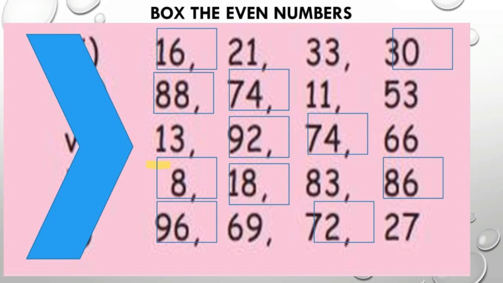And the next one: 8, 18, 83, 86. Among these numbers, 8, 18 and 86 are even numbers. So you have to box the even numbers. The last one: 96, 69, 72 and 27. Here 96 and 72 are even numbers. Why are we saying it is an even number? Yes, in 96, in the ones place we have 6 and in 72, in the ones place we have 2. So you have to box the number. It is an even number.